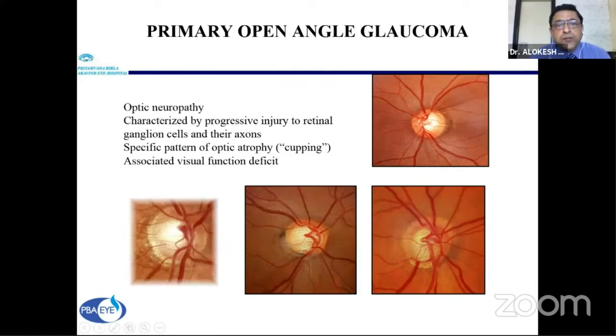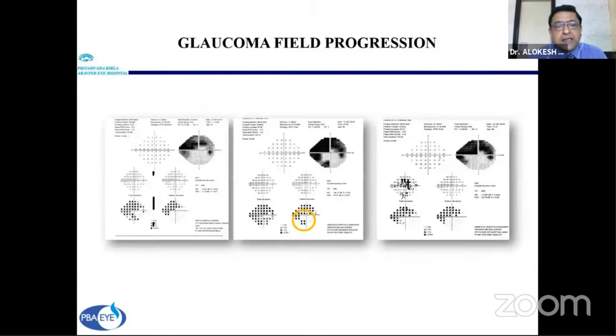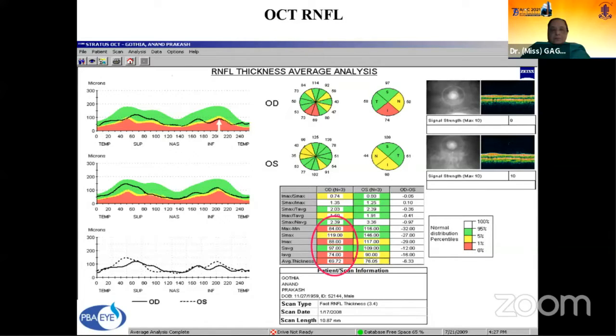So as we all know, primary open-angle glaucoma is an optic neuropathy which is characterized by progressive injury with loss of the neuroretinal rim, which is manifested in the form of specific cupping on the optic disc and associated with a visual field defect with typical patterns which progresses in a typical way over a period of time and can be quantified by the quantitative assessment of the retinal nerve fiber layer on imaging studies.